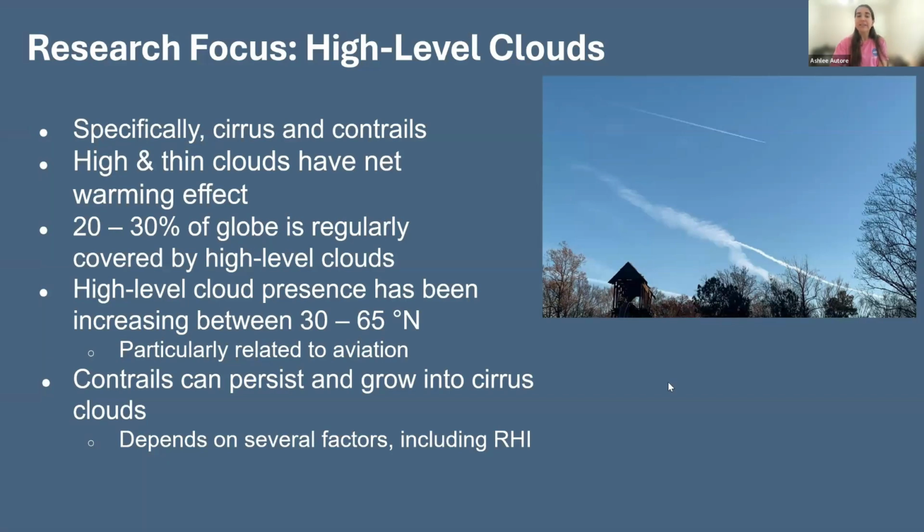Of course, a contrail forming depends on several factors, and then persisting and growing into cirrus clouds depends on even more. One of these factors is RHI, which is relative humidity with respect to ice. And that is similar to relative humidity here at the surface, except it's with colder temperatures. So instead of water liquid, it's water as a solid, ice.